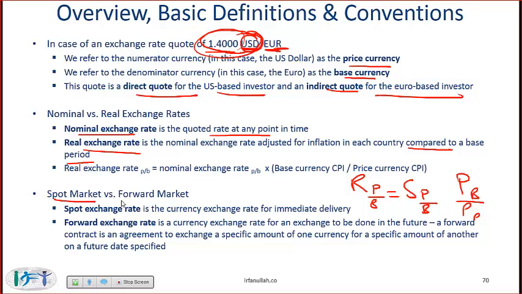Spot market versus forward market. The spot exchange rate is the currency exchange rate for either immediate delivery or T+2. The forward exchange rate is a currency exchange rate for an exchange to be done in the future. A forward contract is an agreement to exchange specific amount of one currency for a specific amount of another on a future date.